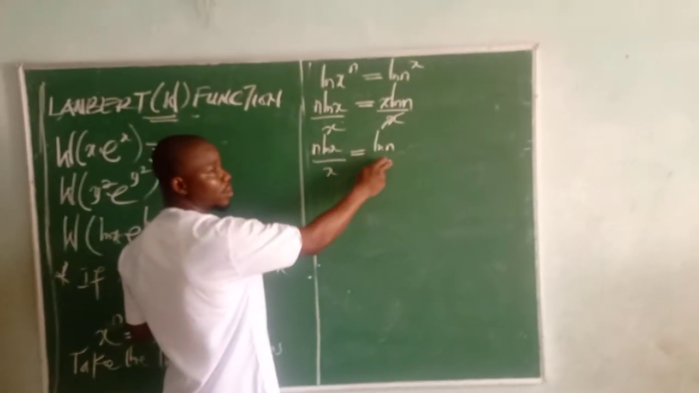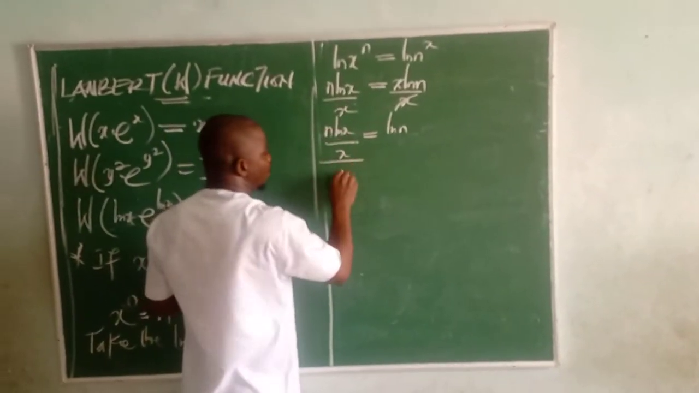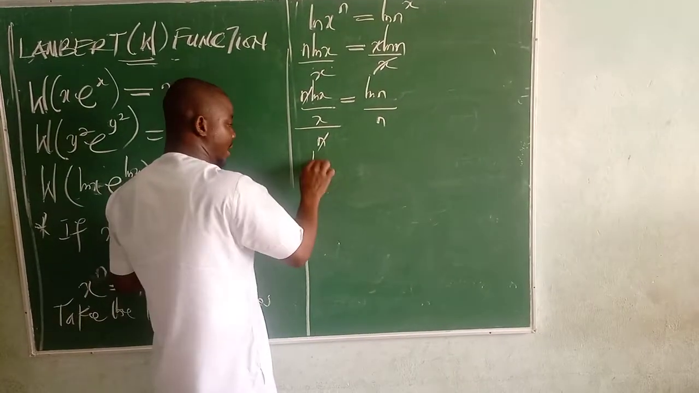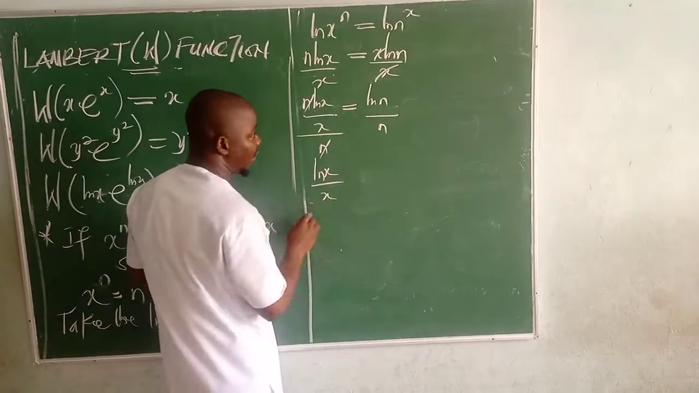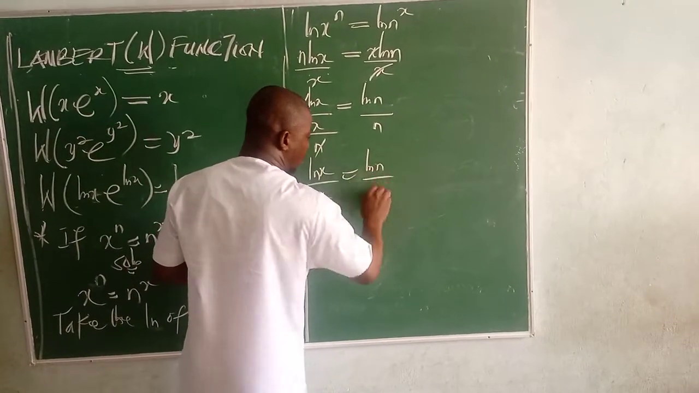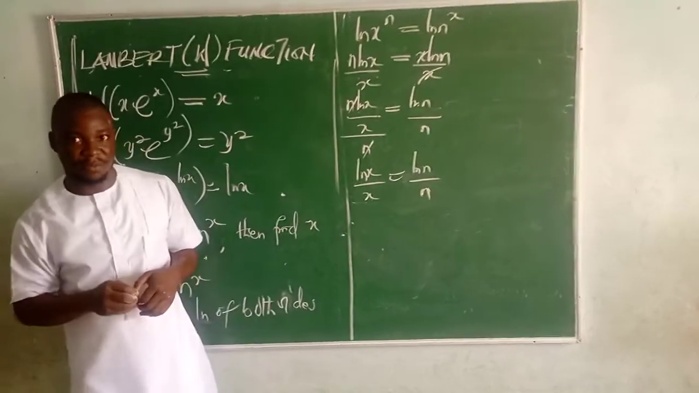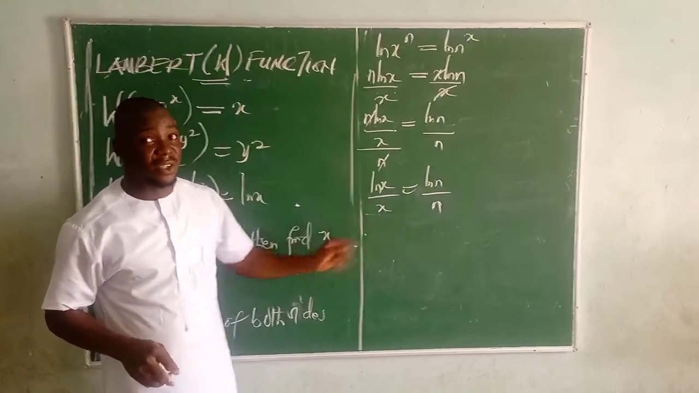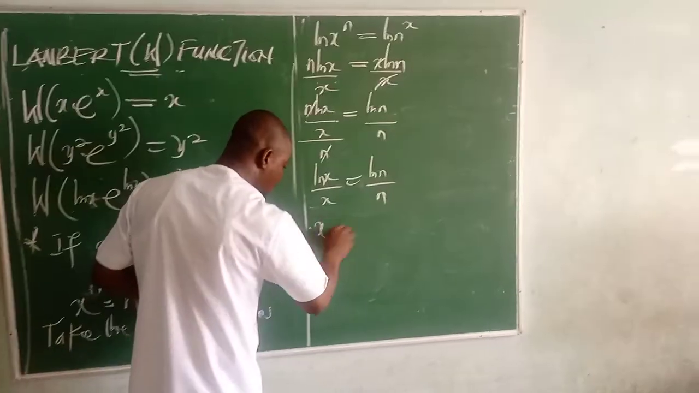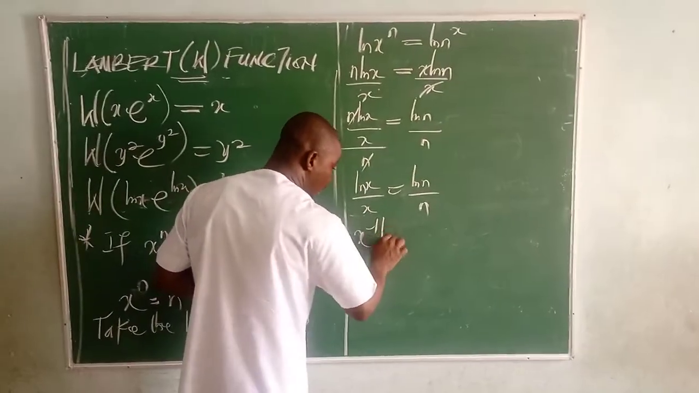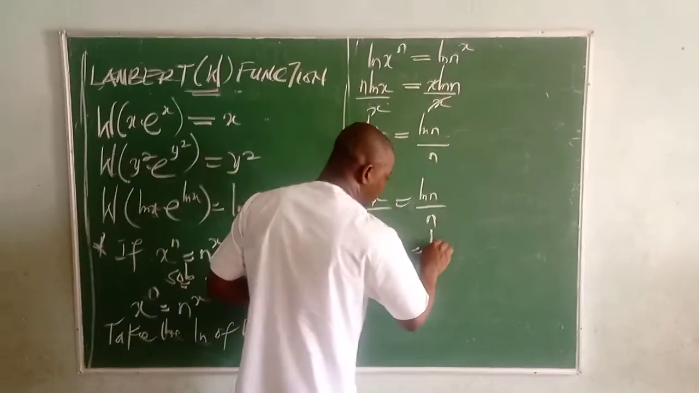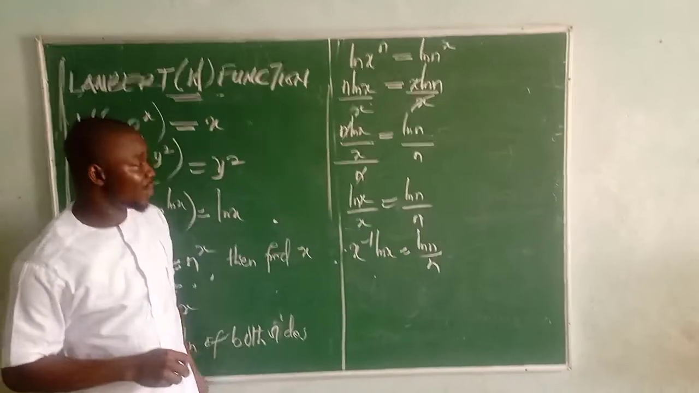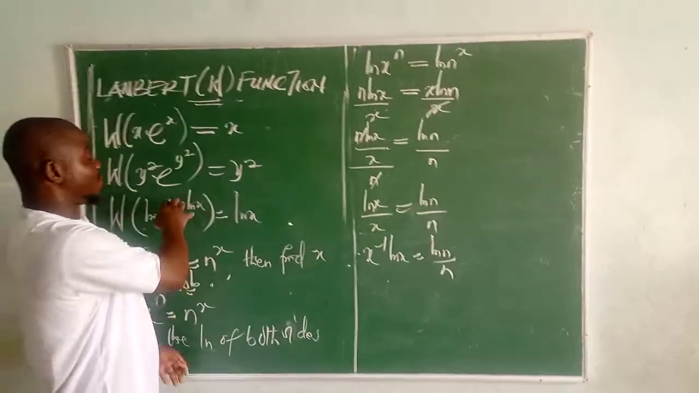This n too has to come to this side, so you divide by n on both sides. This n cancels this n, and you are left with ln x all over x equal to ln n all over n. And then from here, according to indices, the negative index law, this is the same thing as x to power minus 1 times ln x equal to ln n all over n.